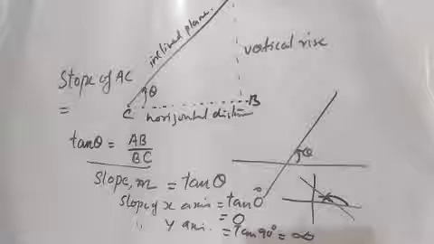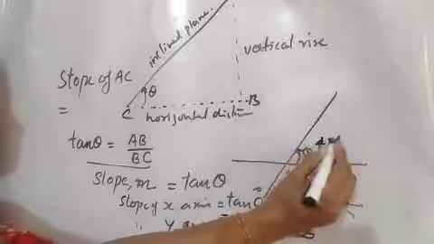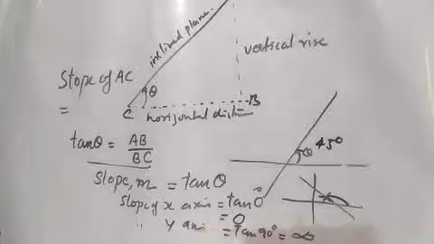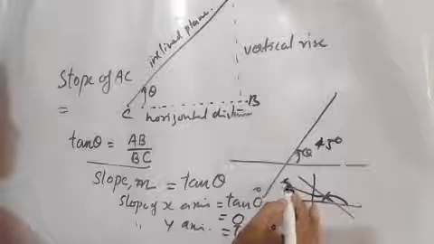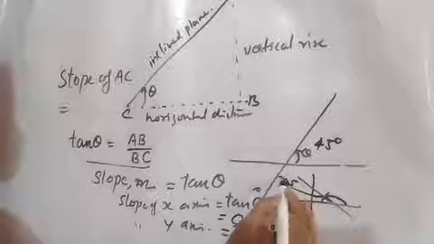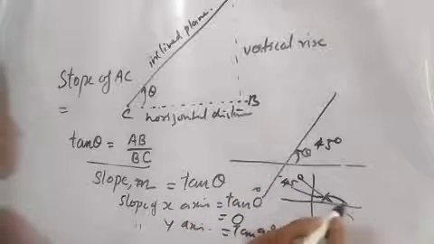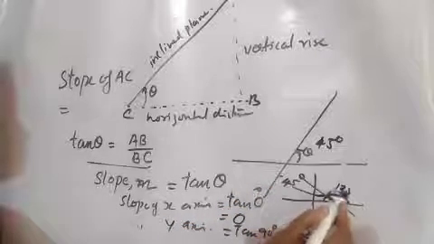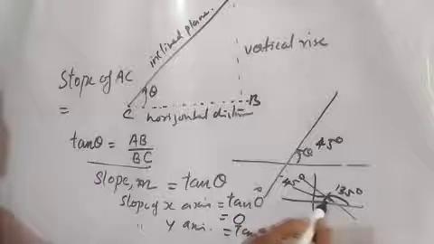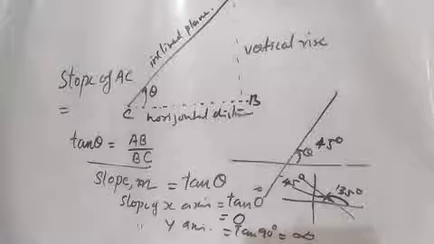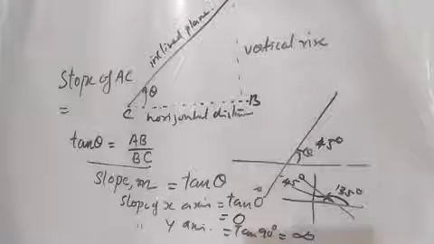Okay. For example, if this angle is 45 degree, then what about the slope? Tan 45, that is 1. And suppose this angle is 45, but we measure it as minus 45 degree, or we measure this as 135 degree. This inclination of the line is tan of minus 45 degree. Minus 45 degree gives minus 1.